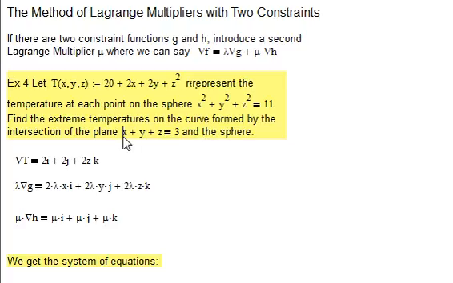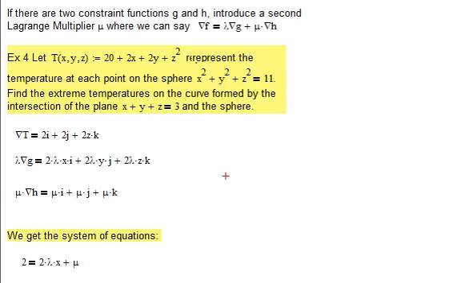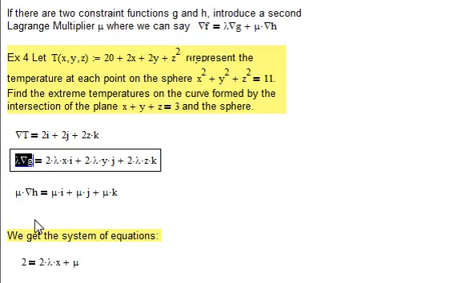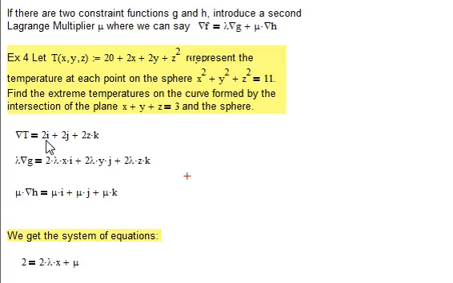And mu times del h, if we make h of x, y, z equal to x plus y plus z minus 3, would just be mu times 1i plus mu times 1j plus mu times 1k. And so what we know from this is that since this del T equals lambda del g plus mu del h, we know that the i components are the same. So 2 equals 2 lambda x plus mu. That's where this equation comes from.